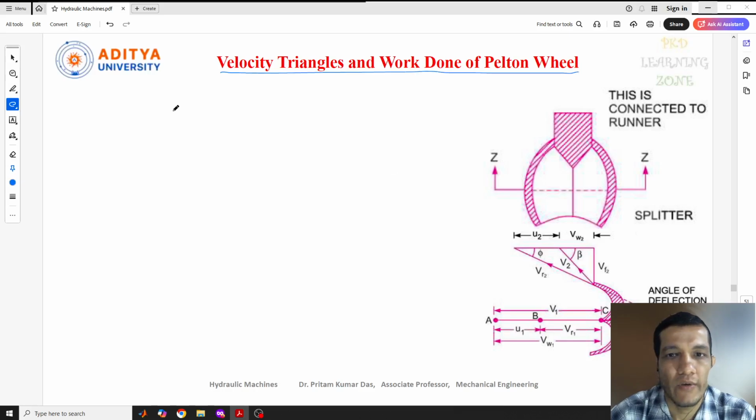In this lecture, we'll discuss the velocity triangles and derive the work done of the Pelton wheel. In our last lecture, we already discussed the working principle of the Pelton wheel, and here we'll derive the work done and draw the velocity triangles at inlet and outlet conditions.